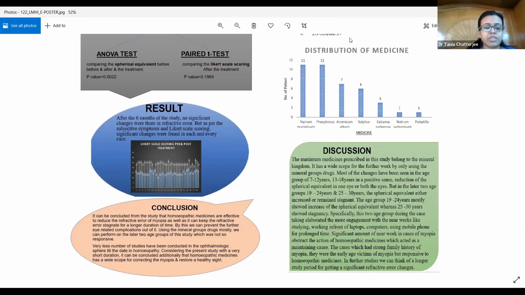So it can be concluded that after 6 months of the study, though no significant changes were there in the refractive error, as per the subjective symptoms and Likert scale scoring, the results were quite significant. In future, we can consider a longer duration than 6 months for the study. It may be hopeful that it can work for myopia. And definitely, as we have very few studies in ophthalmology, we can take this study forward with proper consideration of the timing. Thank you so much.